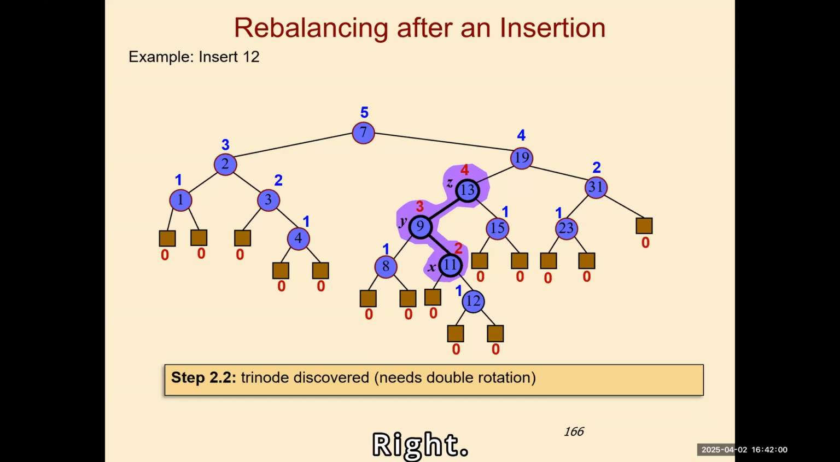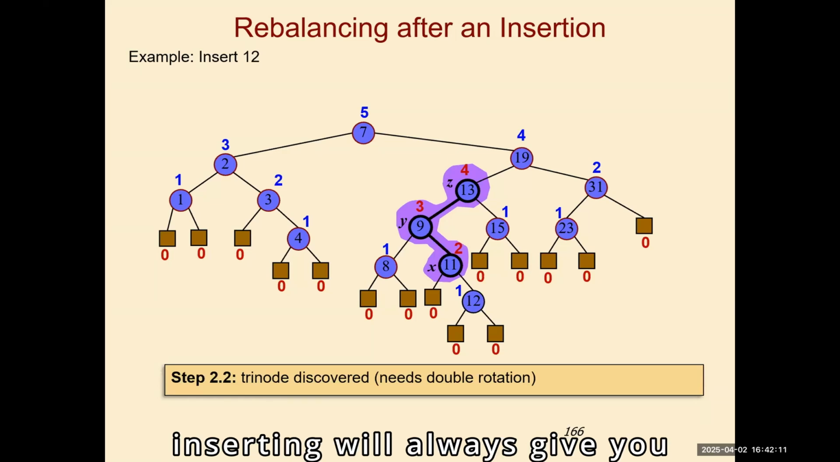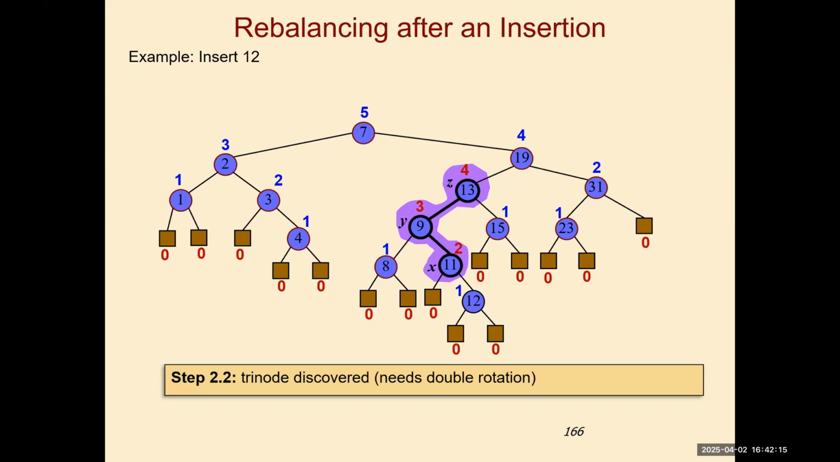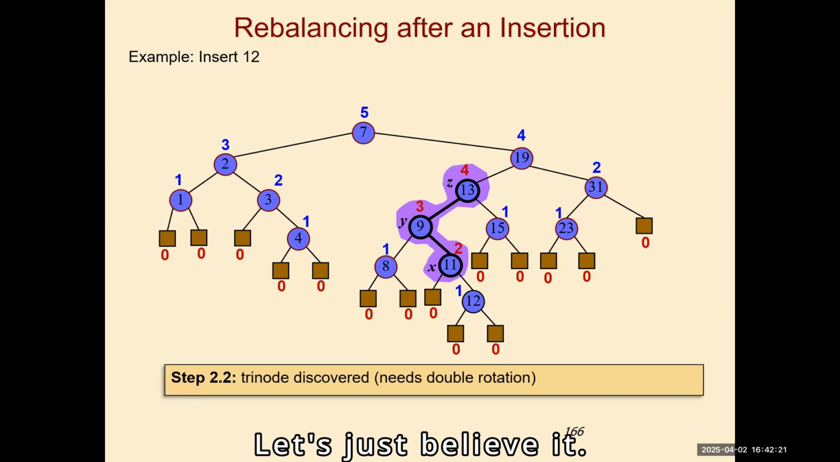Brilliant question, right? So the guys who came up with this proved that this technique for inserting will always give you an AVL tree, all right? So we didn't prove that. You won't prove that. Let's just believe it. And if you come up with an example when it's wrong, then somebody did something wrong, right?